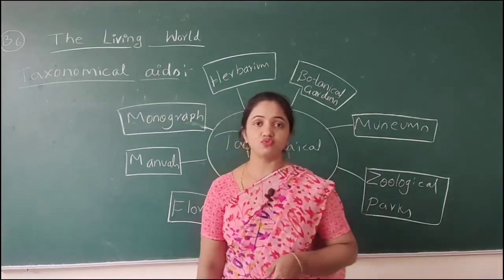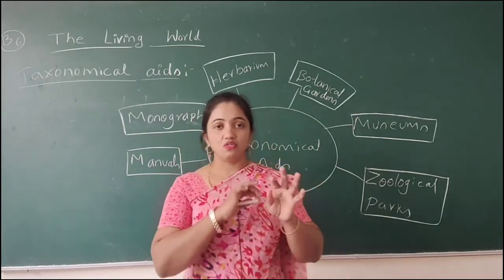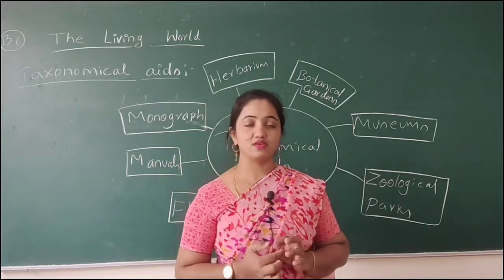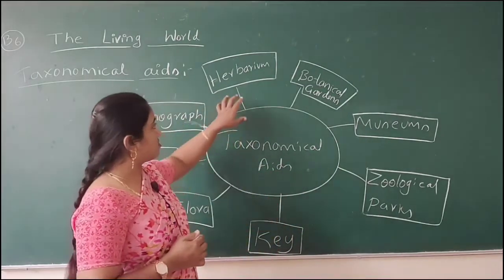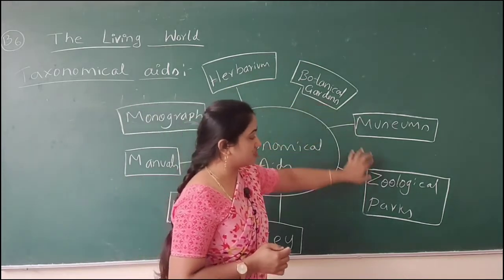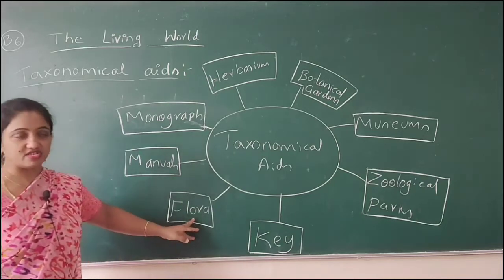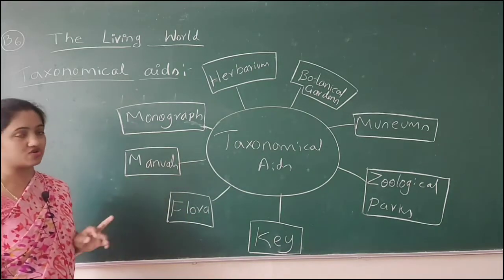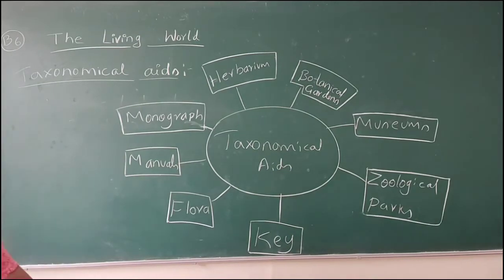What we have to do now? We have to learn one by one. All these aids are important. So many times in the examination they have asked to describe or explain the herbarium or the botanical garden or the zoos, or they have asked to write the definition of flora or manuals or monographs. Okay, so one by one we'll learn all these things.